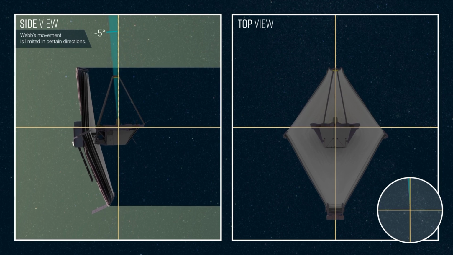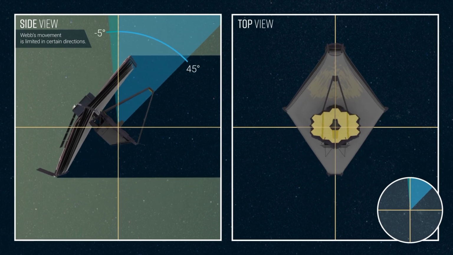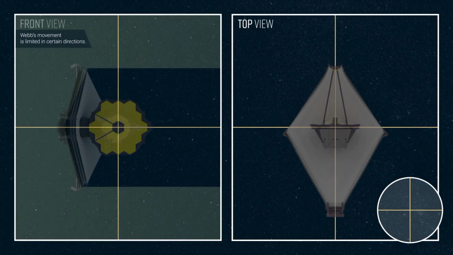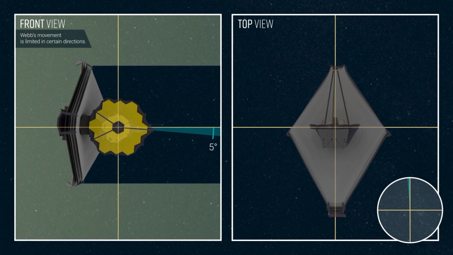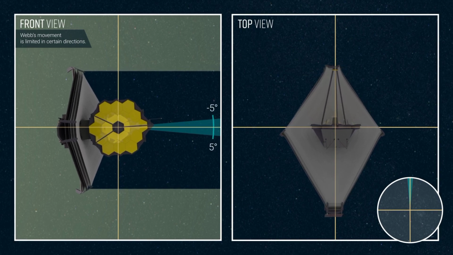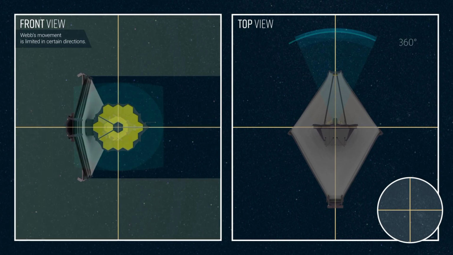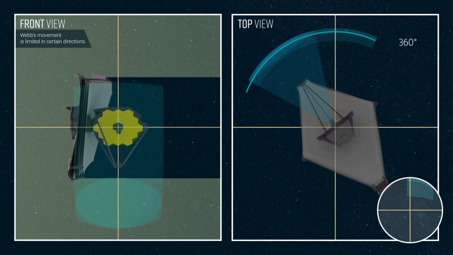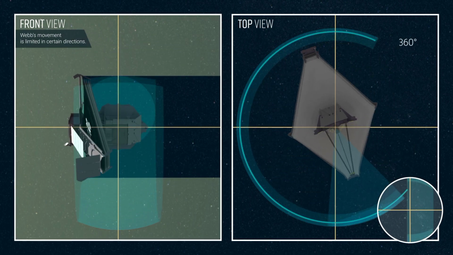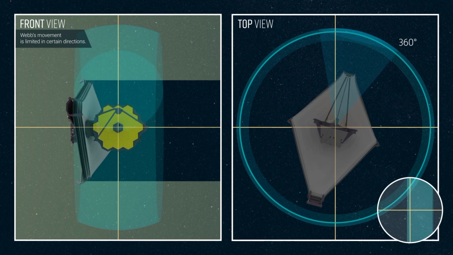The telescope's movement is limited in certain directions to keep the mirror and scientific instruments in the shade of the sun shield, blocked from the heat of the sun. But Webb can rotate to get a 360-degree view of the sky.